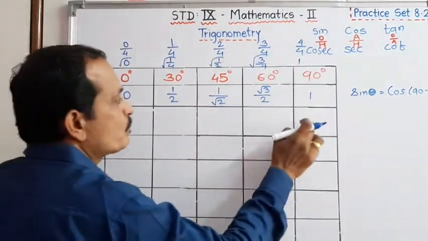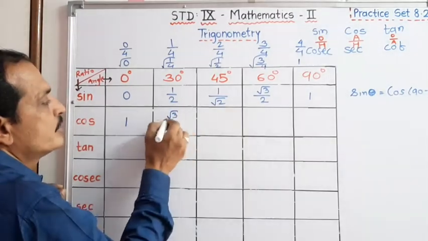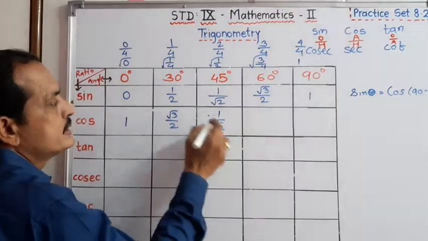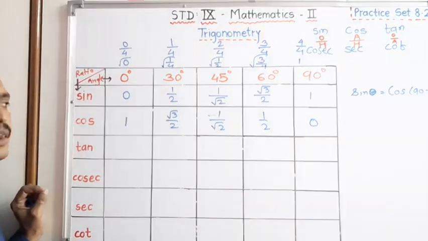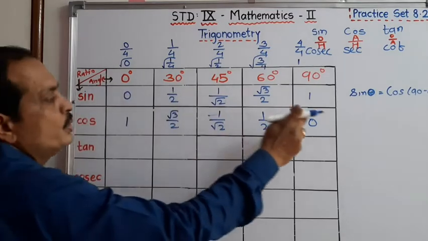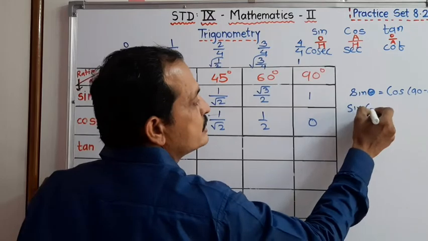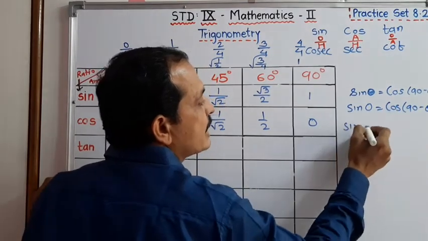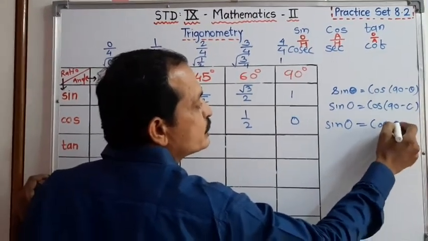For writing the values of cos, start with 1. This 1 is here, root 3 upon 2 is here, then 1 upon root 2 is as it is. This is 1 upon 2 and this 0 is here. Got it? Now observe dear student, sine 0 is equal to cos 90 degree. See, sine theta, that means sine 0 is equal to cos 90 minus 0. Therefore sine 0 is equal to cos 90 minus 0. 90 minus 0 means 90.